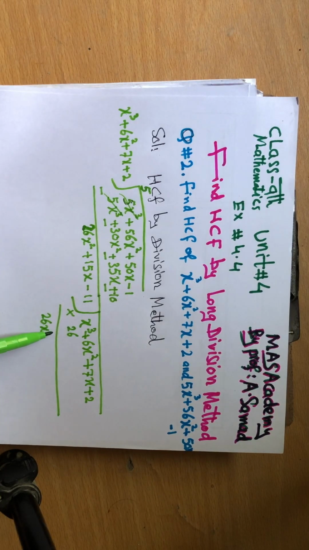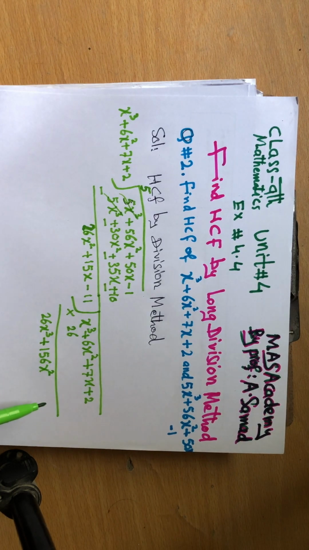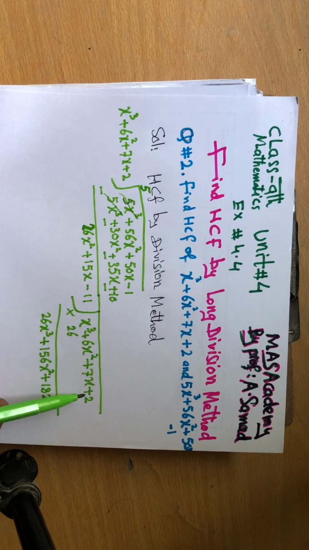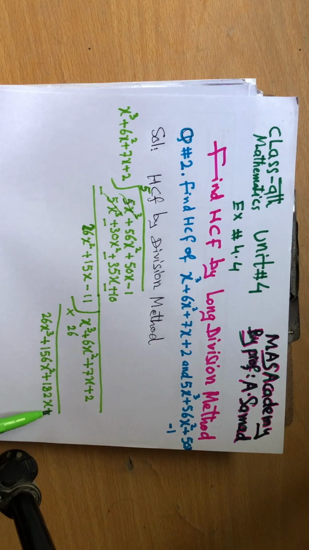As we multiply the dividend by 26, it comes 26x cube plus 26 multiplied by 6, which comes plus 156x square. 26 multiplied by 7 comes 182x, and 26 multiplied by 2 comes 52.